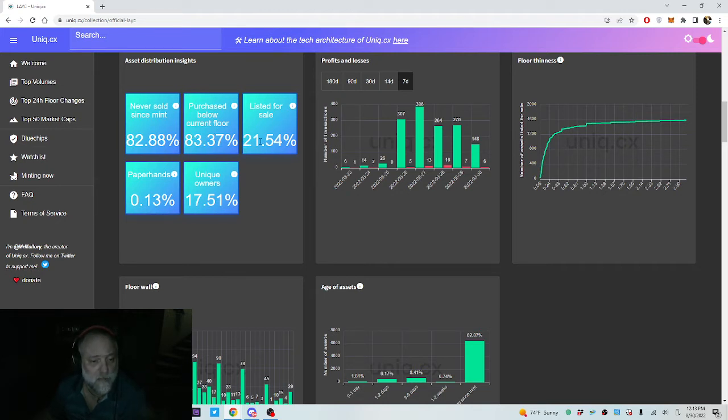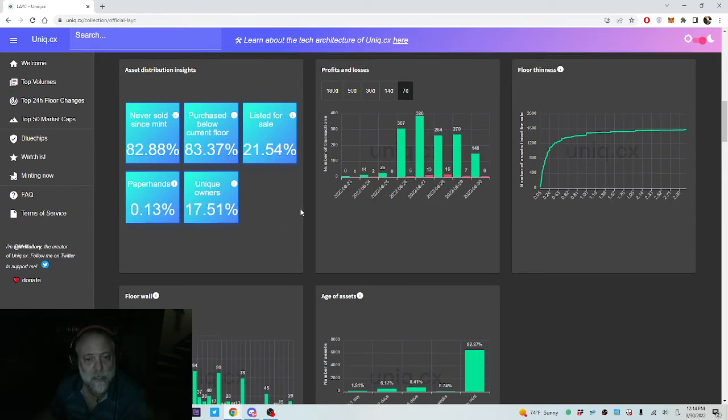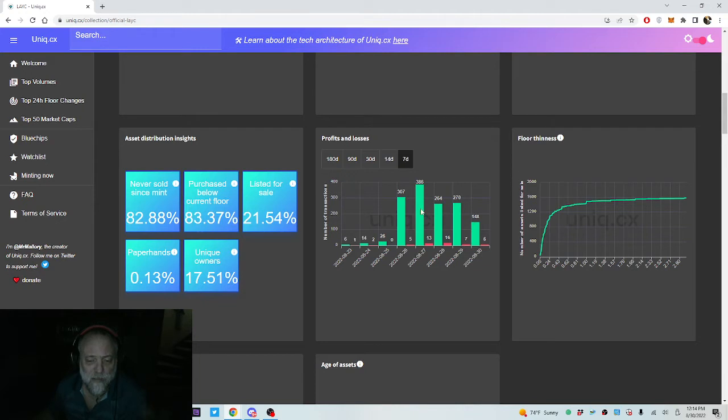Listed for sale, over 20% of the project is up for sale. There's only 0.13% paper hands right now, but unique owners is approaching 20%, so that's pretty nice, which means 1 out of every 5 of the Lazy Ape Yacht Club out there is owned by a unique owner, so that's very good.